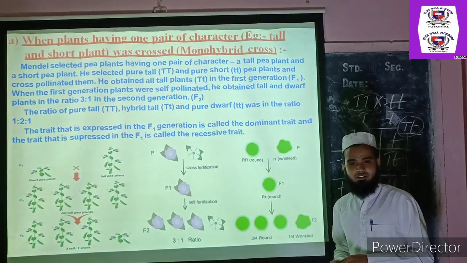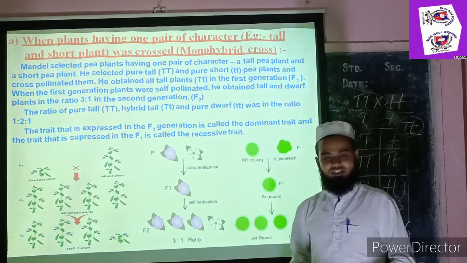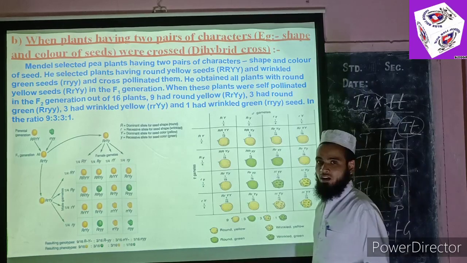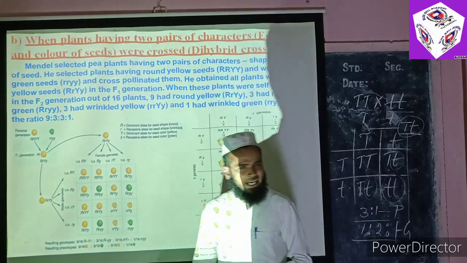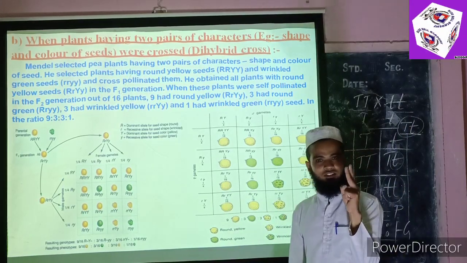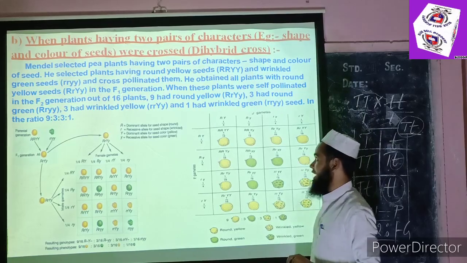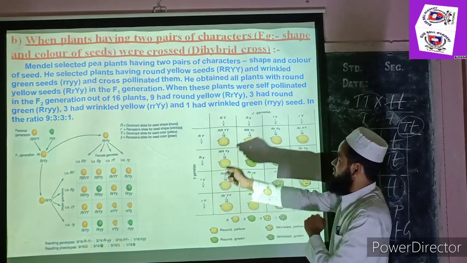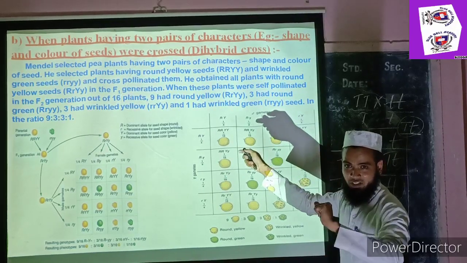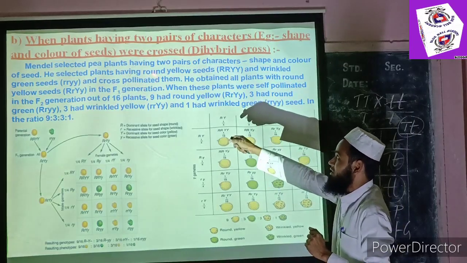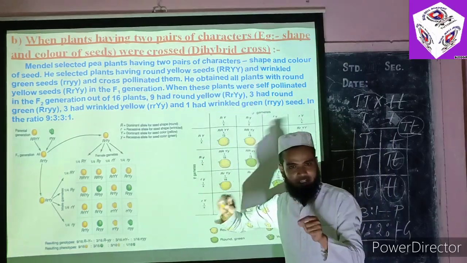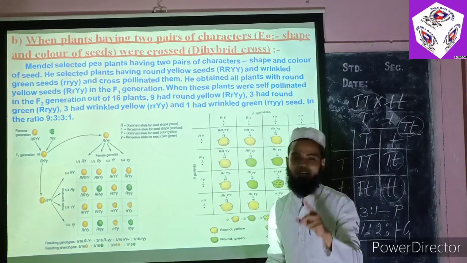Then he proceeded further with the next experiment, and that experiment is the dihybrid cross. Already you know that di means two. Here Mendel is going to select how many characters? Two characters. One is round yellow seeds, as I said among the 7 contrasting characters, and the other is wrinkled green seeds. That is, here he is going to select the color of the seed and the shape of the seed.